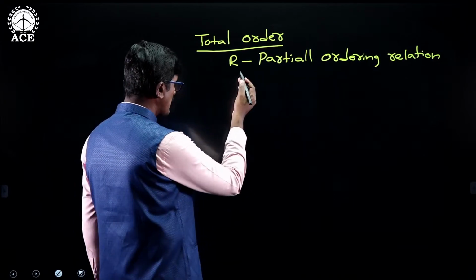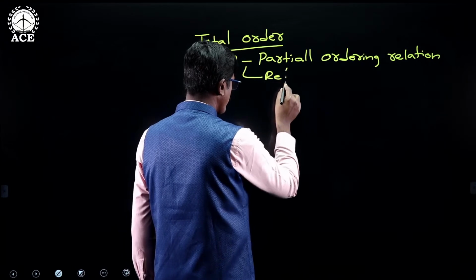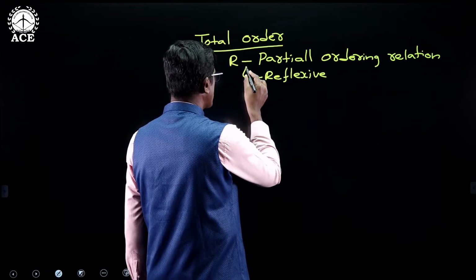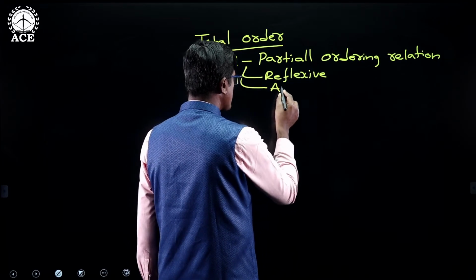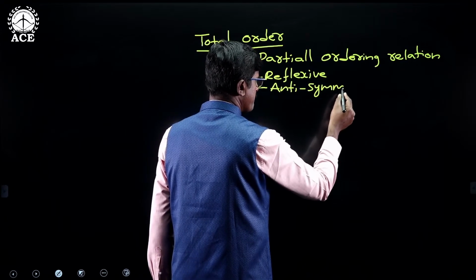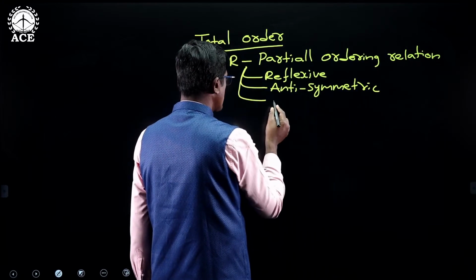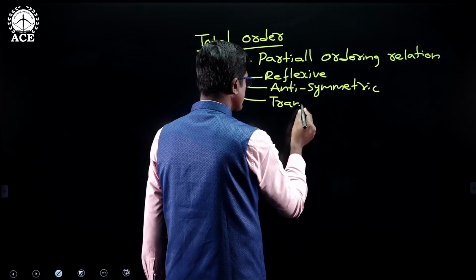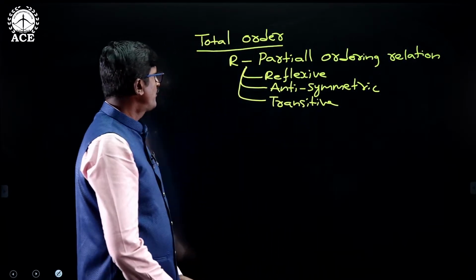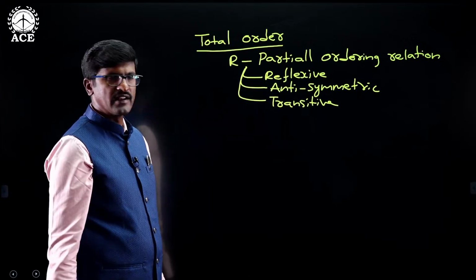A partial ordering relation means it must be reflexive. This is the first property. Then it must be antisymmetric. And the third one is it must be transitive. So if R satisfies these three properties, then it is called a partial ordering relation.